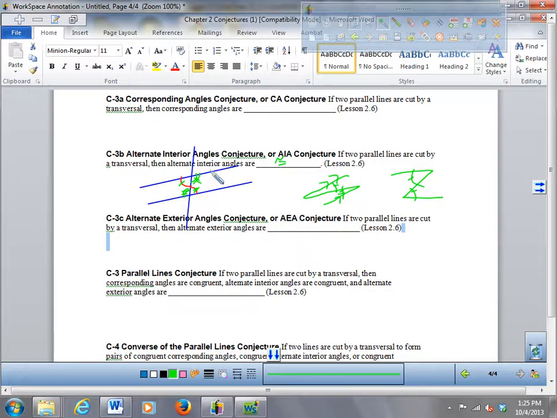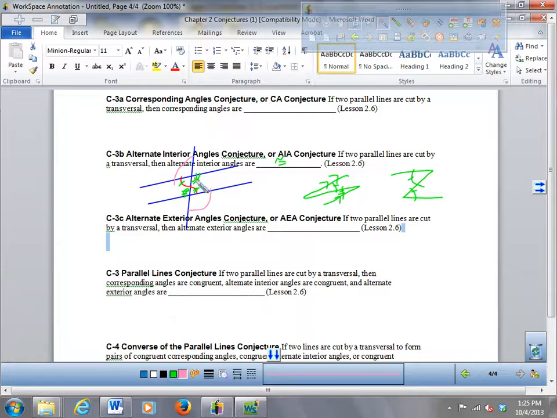Where are the alternate exterior angles? You talked about that, Garrett, before. Where's the alternate exterior angle in this picture? They would be outside. This one and this one. That's a pair of alternate exterior angles.